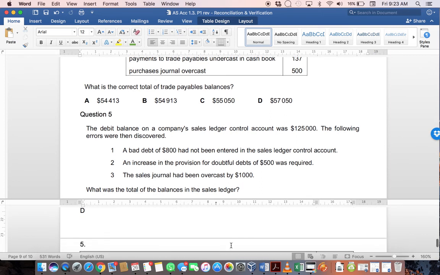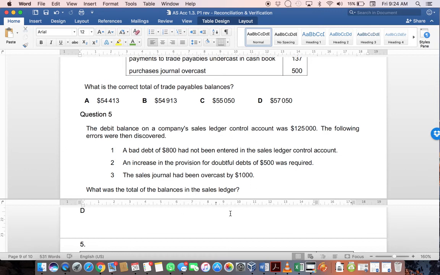Question 5. The debit balance on a company's sales ledger control account was $125,000. The following errors were then discovered. Number 1, a bad debt of $800 had not been entered in the sales ledger control account. Number 2, an increase in the provision for doubtful debts of $500 was required. And number 3, the sales journal had been overcast by $1,000. What was the total of the balances in the sales ledger? Similarly, this is now looking at the total in the sales ledger, but we've been given a control account balance.